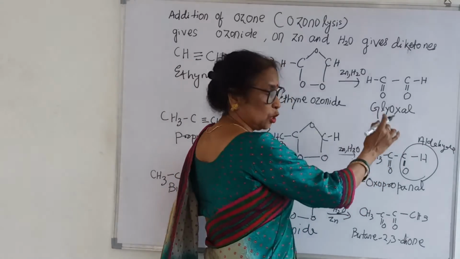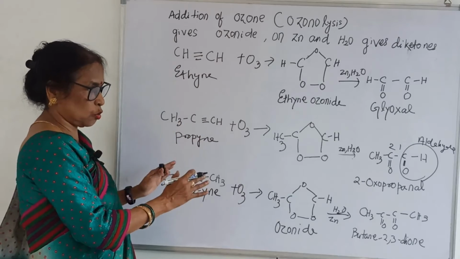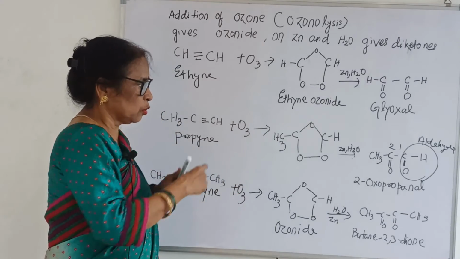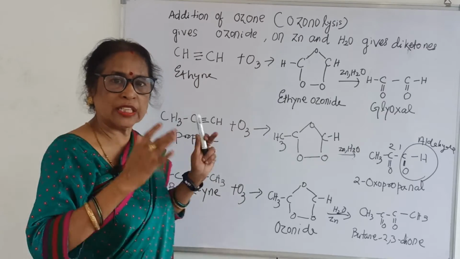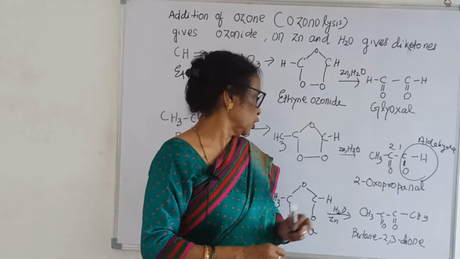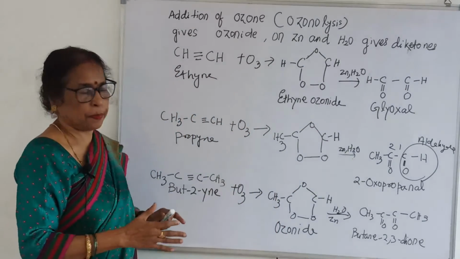Here is position 2, this is 1. This is 2. At position 2 there is an oxo group, and this is a three carbon propanal. 2-oxopropanal. How is it 2-oxopropanal? In position 1 there is the CHO group and in position 2 the oxo group. That is why 2-oxopropanal.